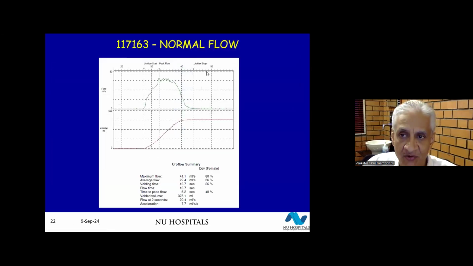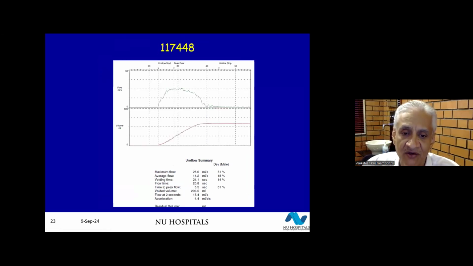So this is a normal flow. You will see that there's a good peak flow. The average flow, as expected, is high at 50% of the total. And the voiding time and the flow time are equal, which means there are no interruptions. And the other thing is the time to peak flow. The total time is around 16. The time is 5, somewhere around 30% of the total time. So for all practical purposes, this is an excellent representation of a normal flow.